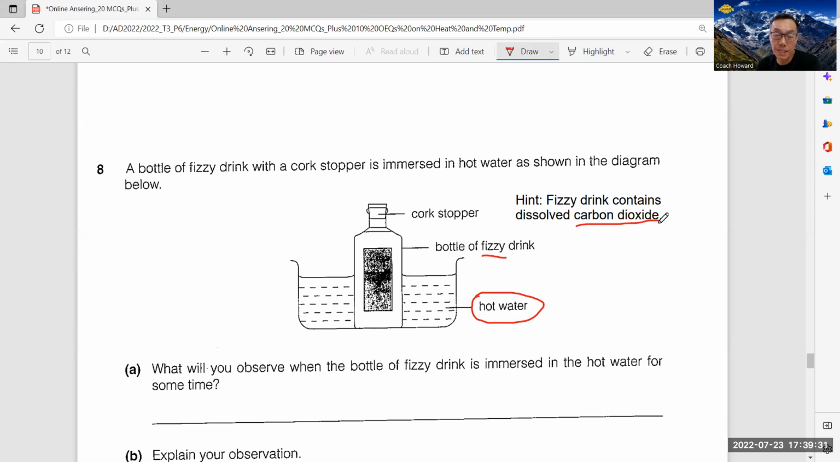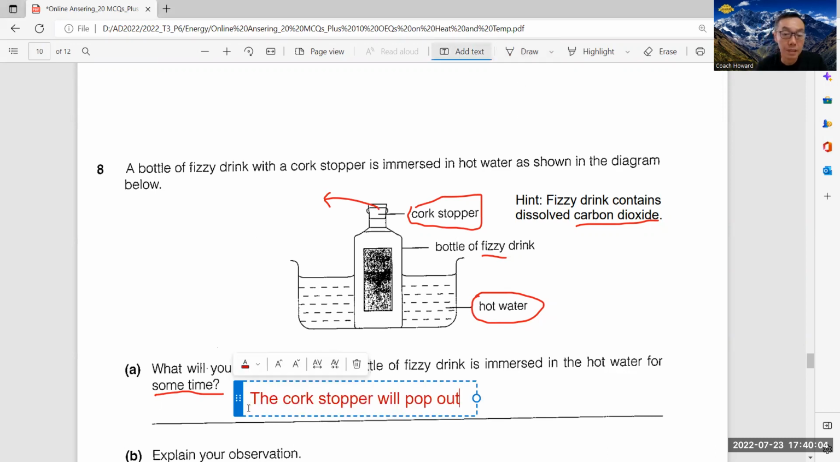So carbon dioxide is a gas. When you place this in the tub of hot water, the fizzy drink will gain heat. This will cause the dissolved carbon dioxide to expand, right? So they say, what will you observe when it's immersed in hot water for some time? So this cork stopper will be removed, will pop out. So you mention the cork stopper will pop out.